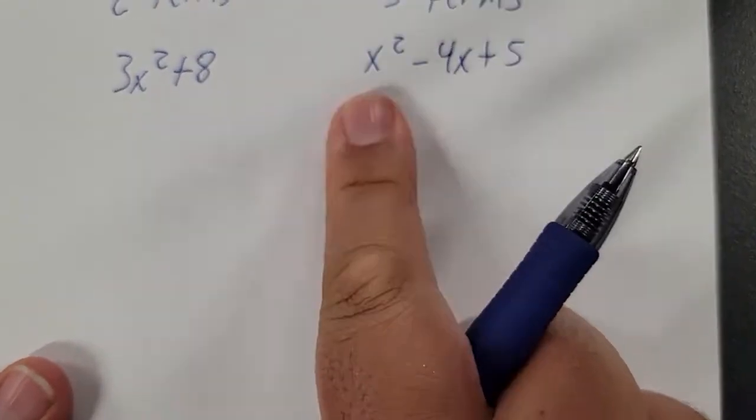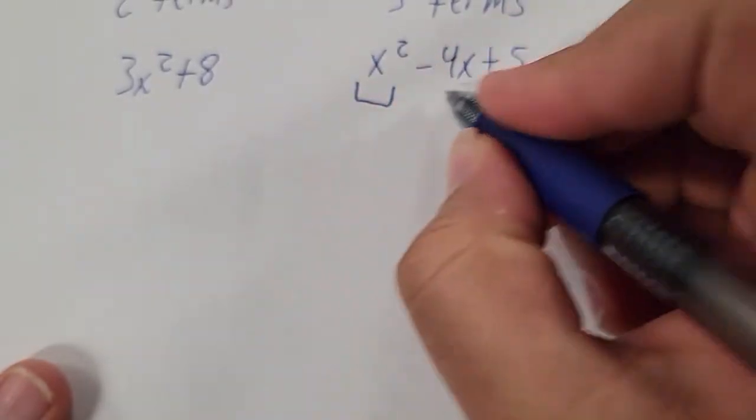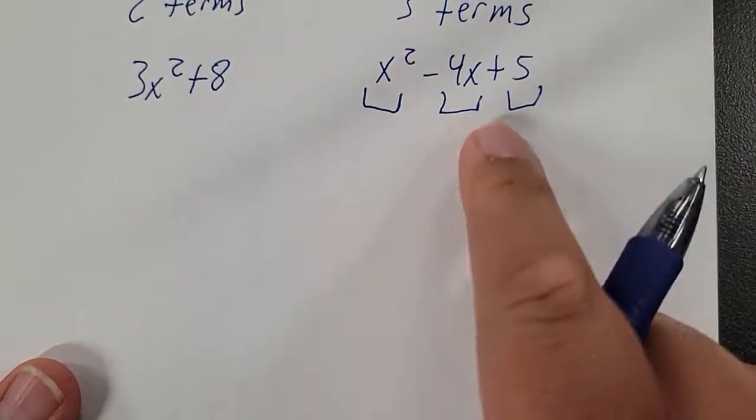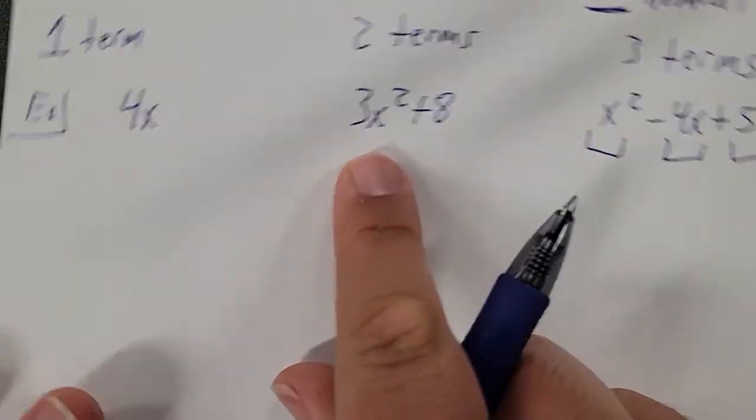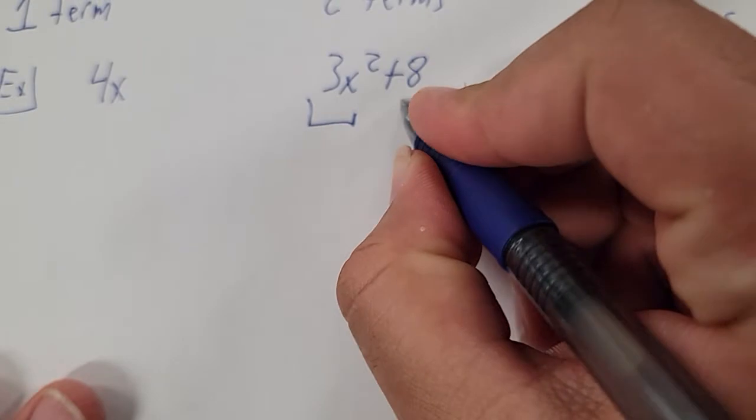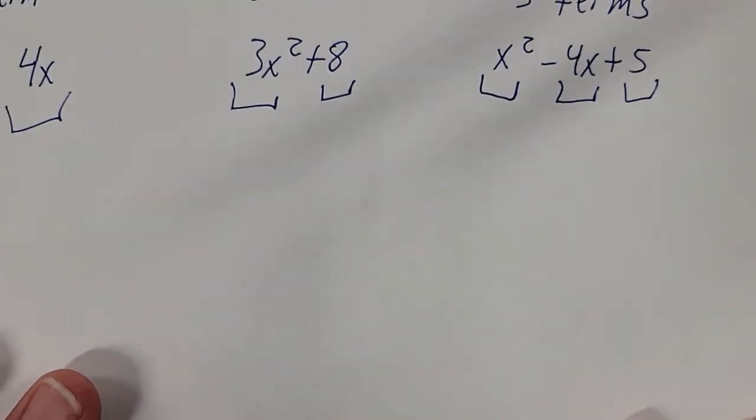All right, so this is a term, it can be a number or a variable, and it's separated by a plus or a minus sign. So there's three of them. On this one, there's two of them. And then this is just one. All right, so those are my examples right there.